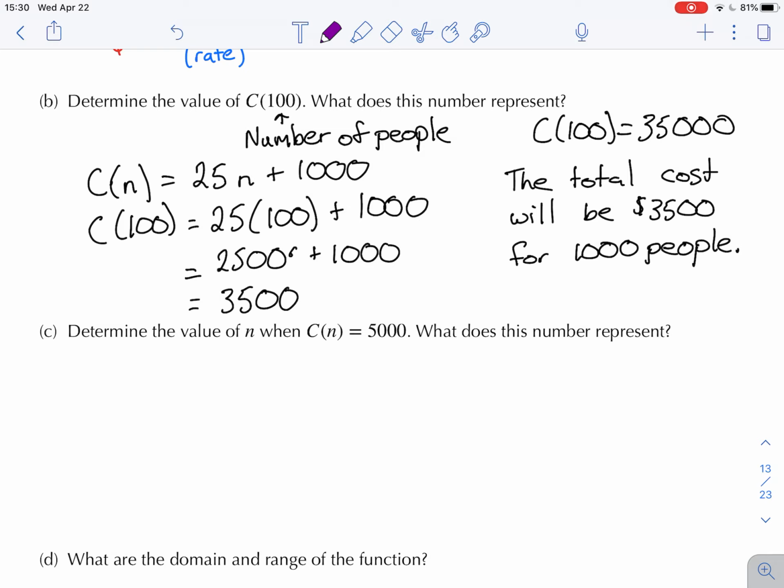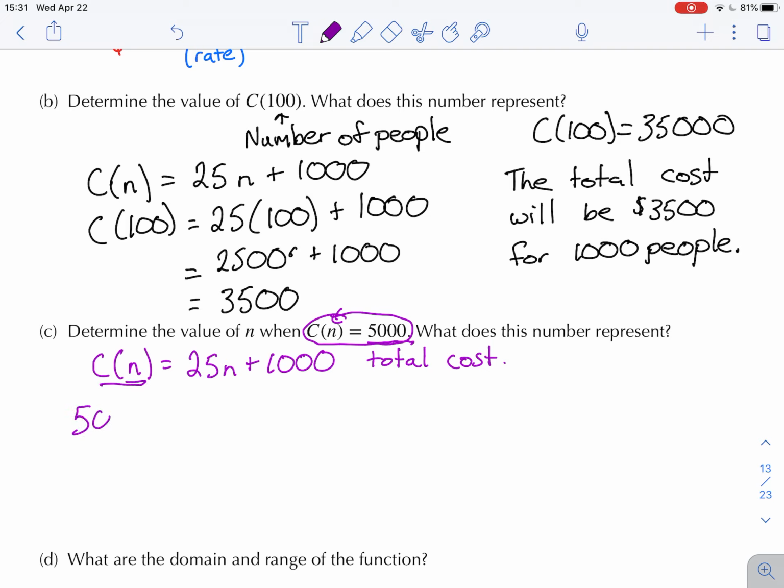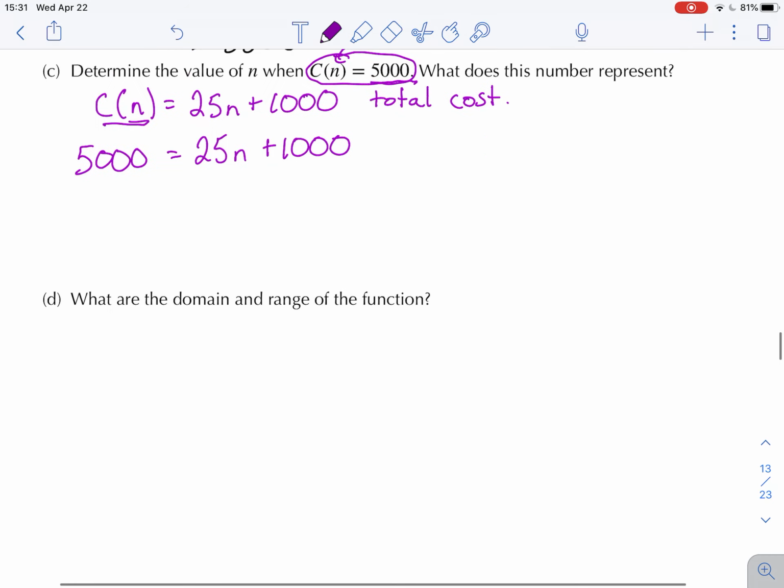All right, now let's take a look at letter C. Determine the value of n when C of n is equal to 5,000. What does this number represent? So now we know our total cost, and we're asked to find the number of people that would give us that total cost. So I'm going to write down my function. C of n is equal to 25n plus 1,000. Now, since C of n is equal to 5,000, I replace C of n with 5,000.